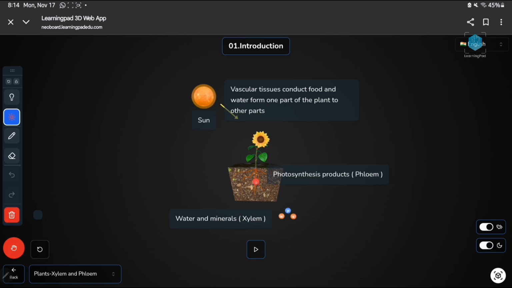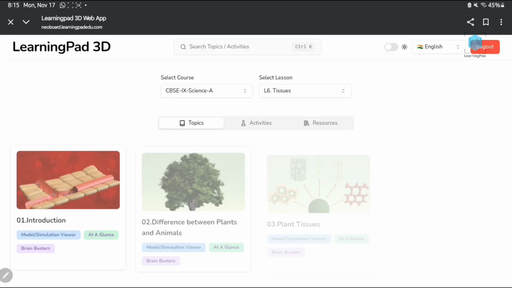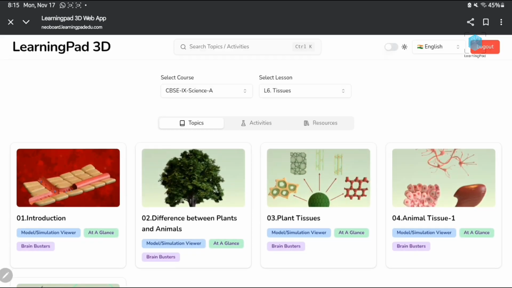So you see in plants that roots absorb water and minerals, and from the roots water and minerals are transported to the aerial parts of the plant, which goes against gravity. Then in the leaves food is manufactured through a process called photosynthesis. After manufacture of food, the food is transported to other parts of the plant with the help of phloem. So this way the plant uses whatever topic we studied.